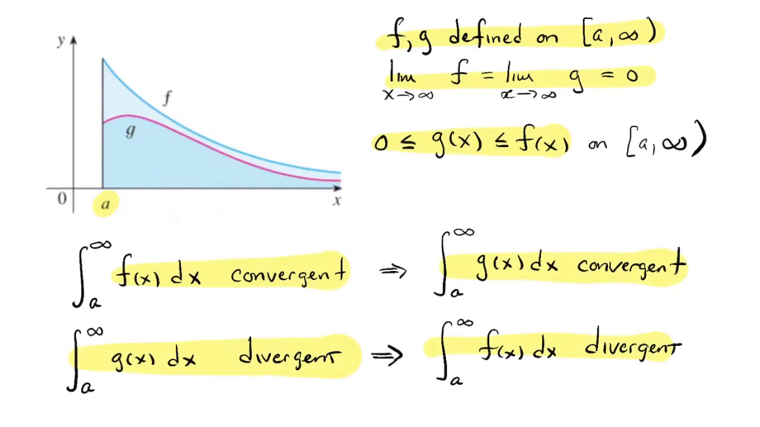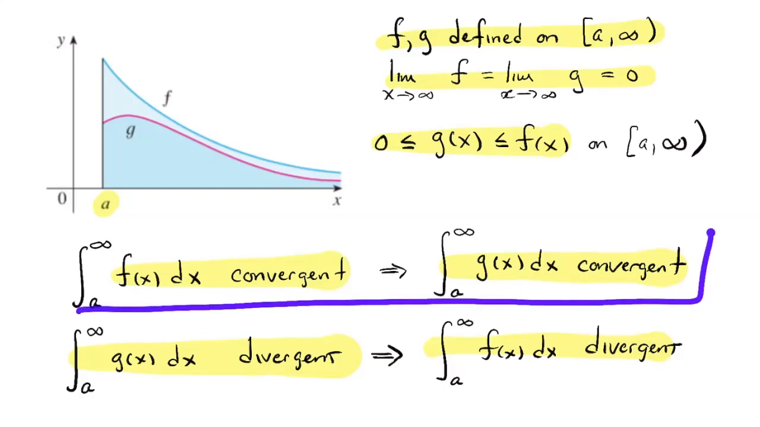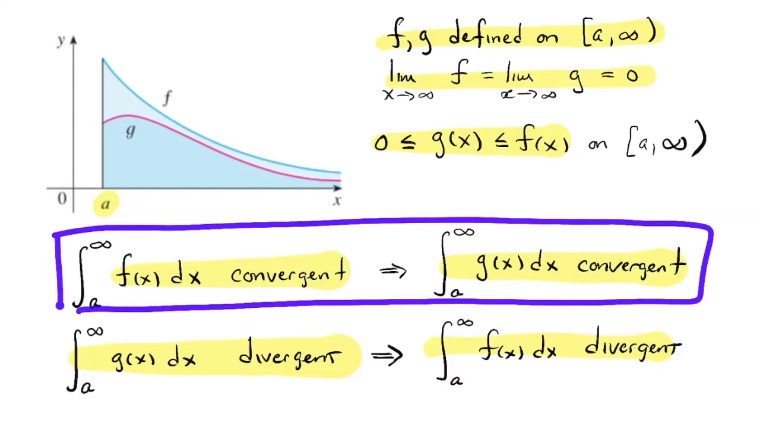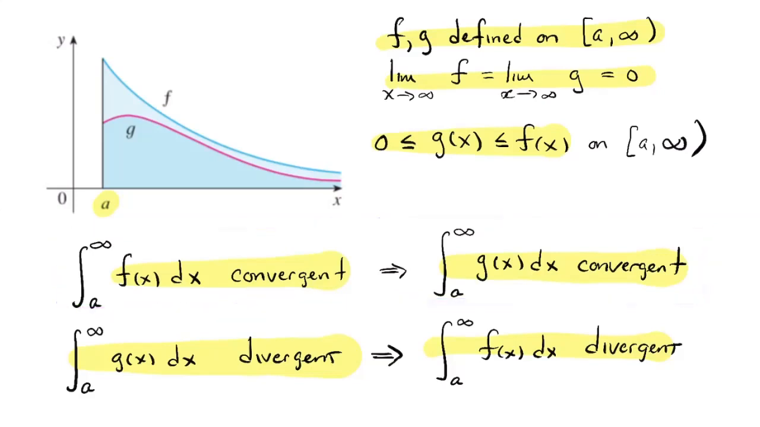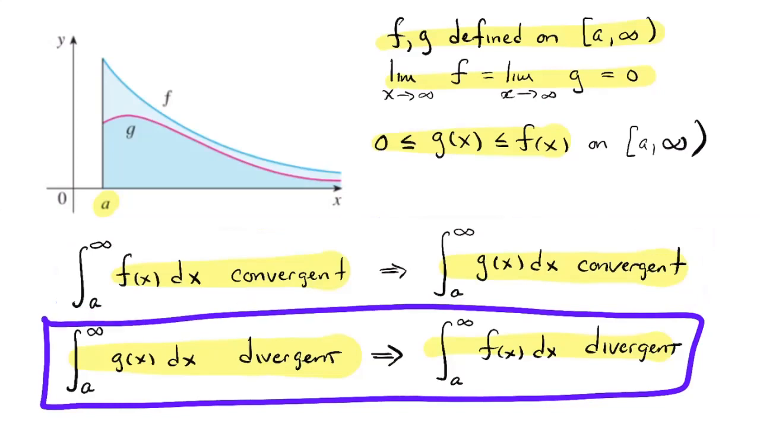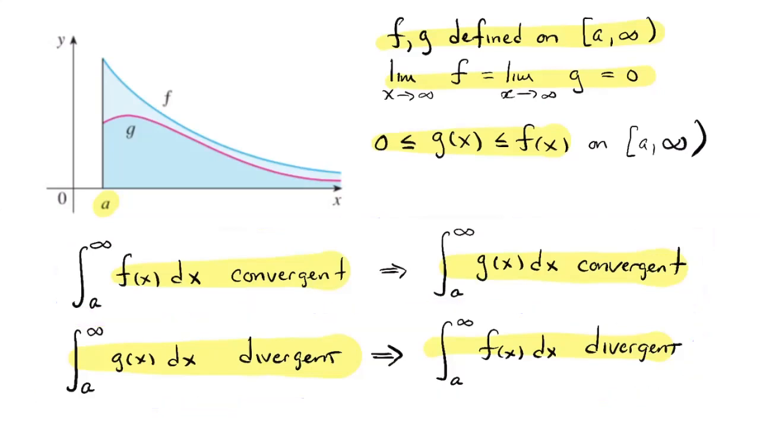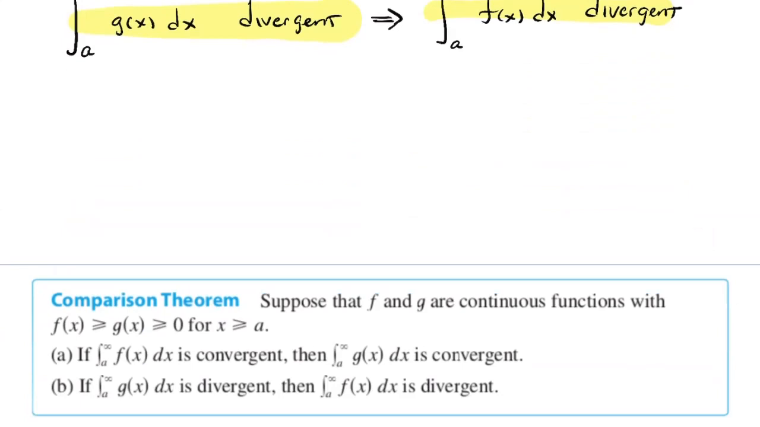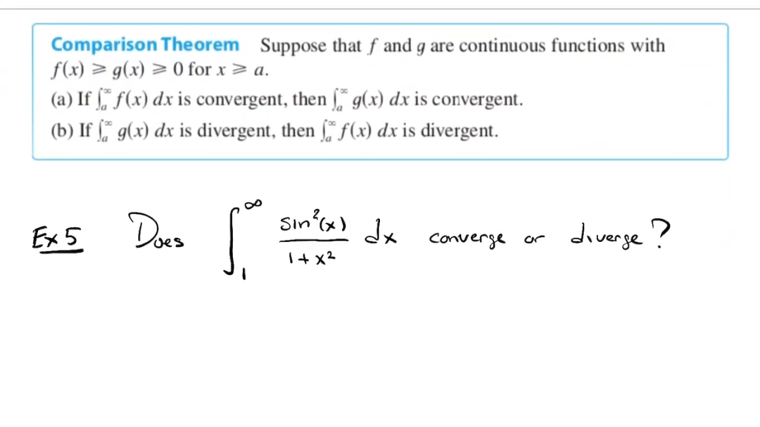If you are below a convergent function, then you converge. If you're below a convergent function, like G is below F, then you converge. Or if you're above a divergent function, F is above G, you diverge. Okay? So I'll be quick about this. This is the book statement of it. The comparison theorem is what it's called, and it just says the same thing.